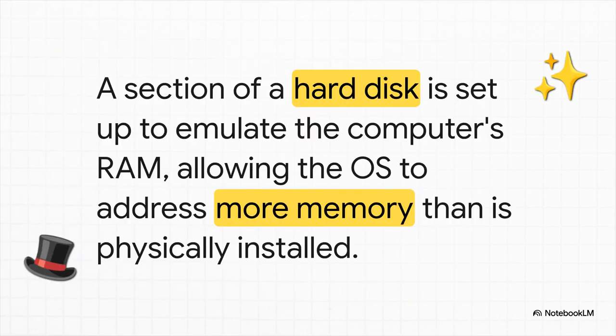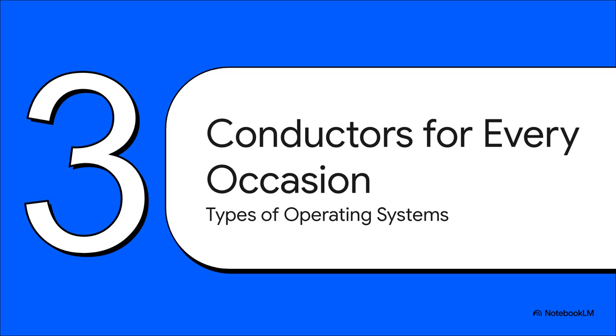And the final trick up the OS's sleeve is something called virtual memory. The OS can actually use a section of your hard drive and pretend it's an extension of RAM. This is what allows you to run more programs than you technically have physical memory for, basically making the stage feel almost infinitely large.